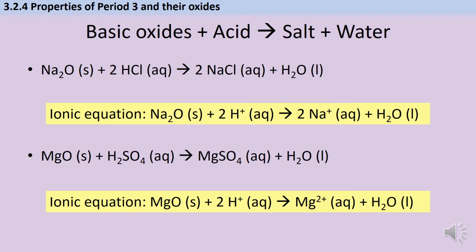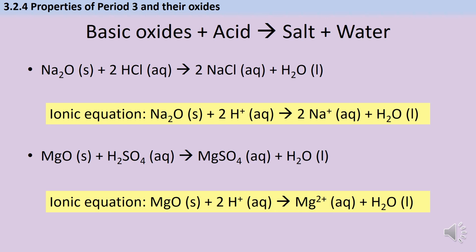Finally, your two basic oxides will both react with an acid in order to make salt and water. So for instance, sodium oxide will react with 2 moles of hydrochloric acid to make 2 moles of sodium chloride and 1 mole of water. Of course, there are lots of different acids we could use, in which case we would make a different salt. So it might be easier to represent this with the ionic equation, as you can see here.